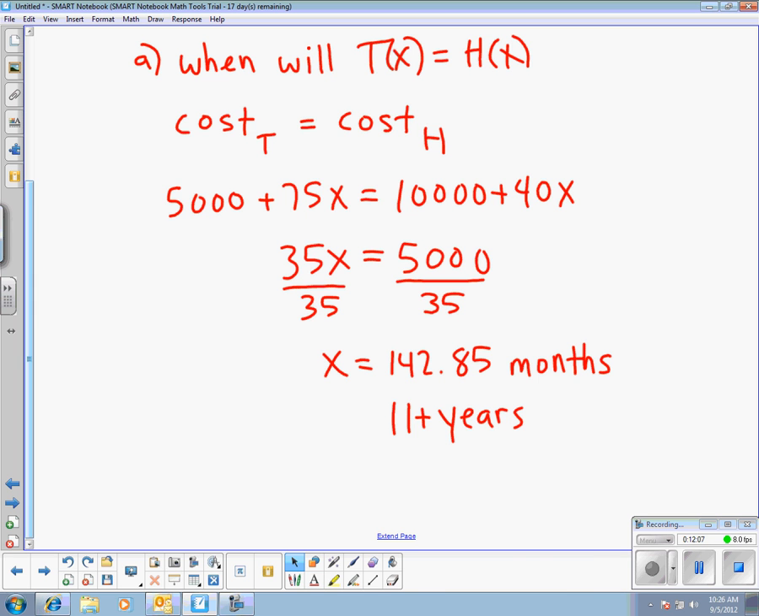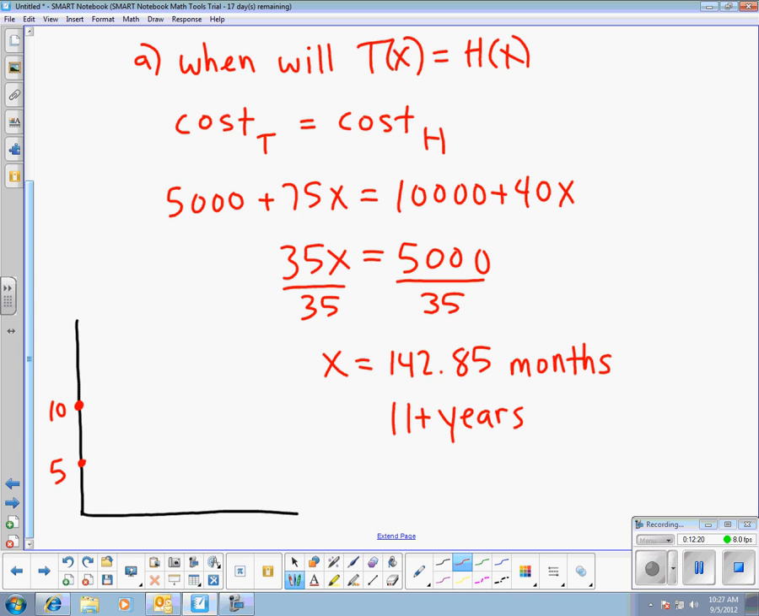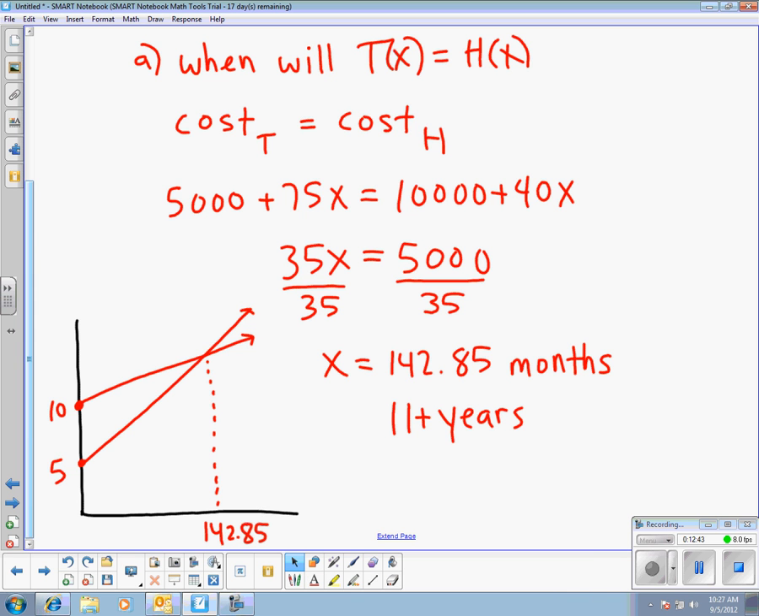And I'll just make a quick graph. It won't be anything fancy. If the hybrid costs 10,000 and the truck costs 5,000, and then the hybrid is going up at $40 a month, and the truck's going up at $75 a month, those two would cross here at 142.85 months. If you want to know what that cost would be, you could sub in 142.85 back in and see what those costs would be. So we'll talk more about these word problems in class and do more examples.